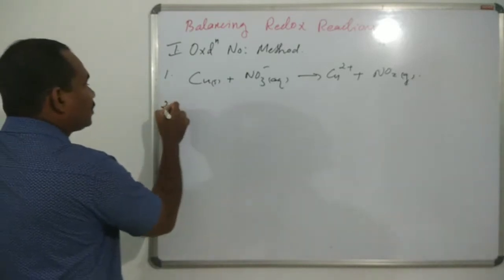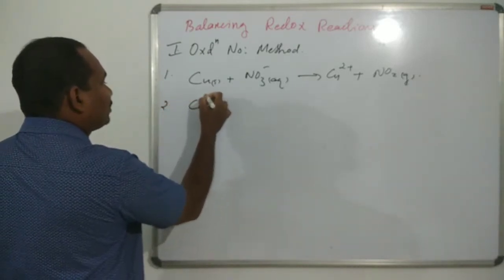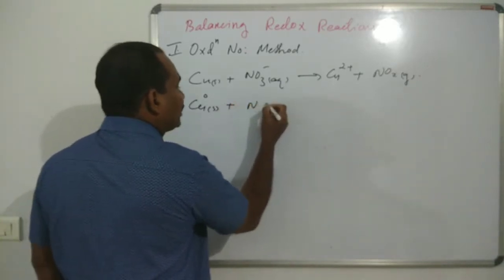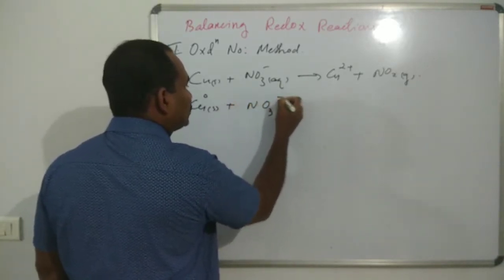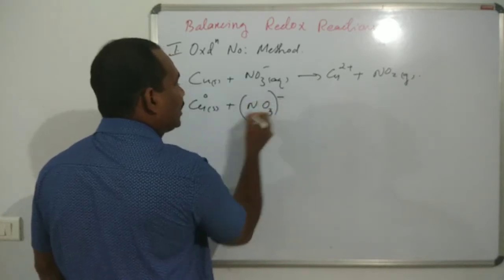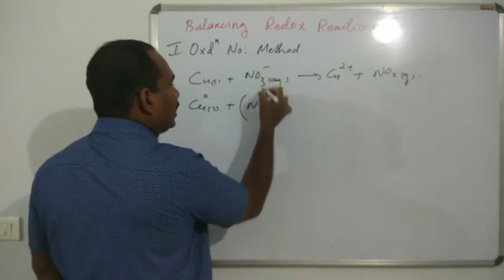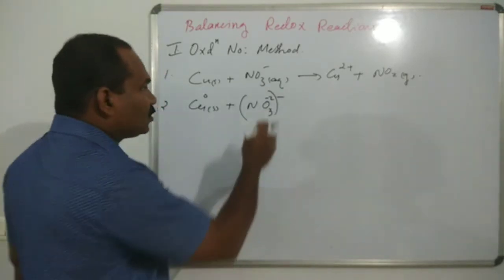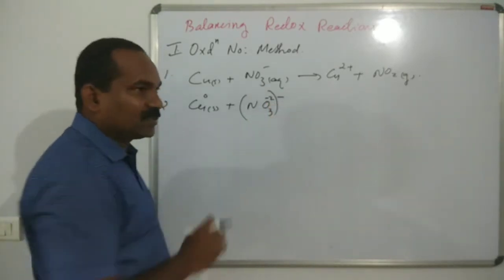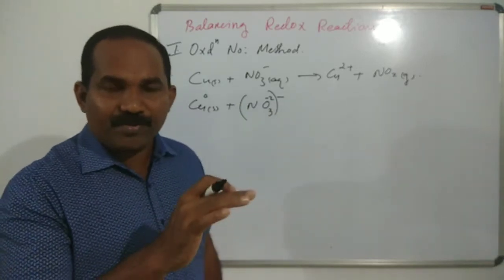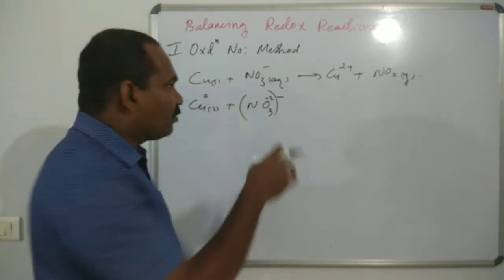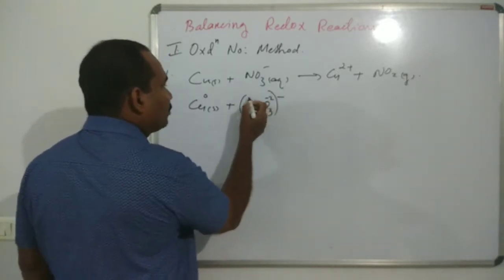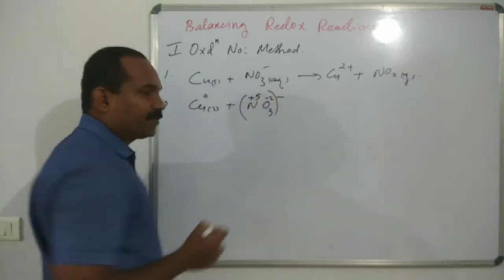Second step, identify the oxidation number of each atom in the equation. Okay, for that the ions must be written like this. In this case, we know that oxygen is -2. So -2 into 3 is -6. Out of -6, one minus is residing on the ion. So the oxidation number of nitrogen is +5.